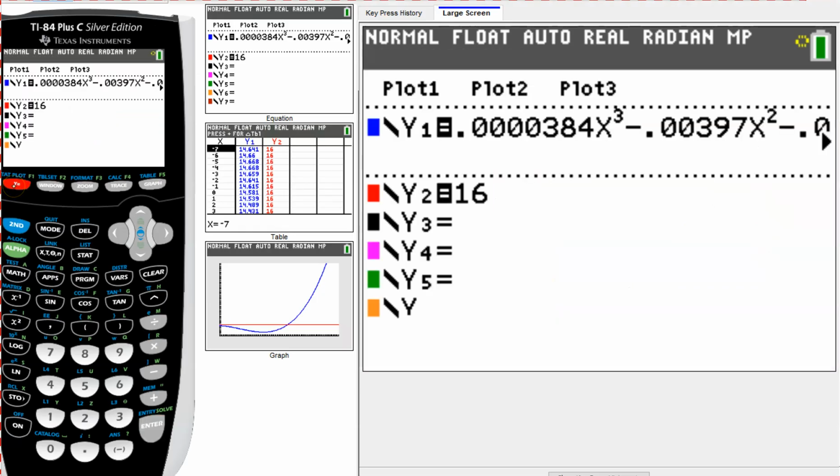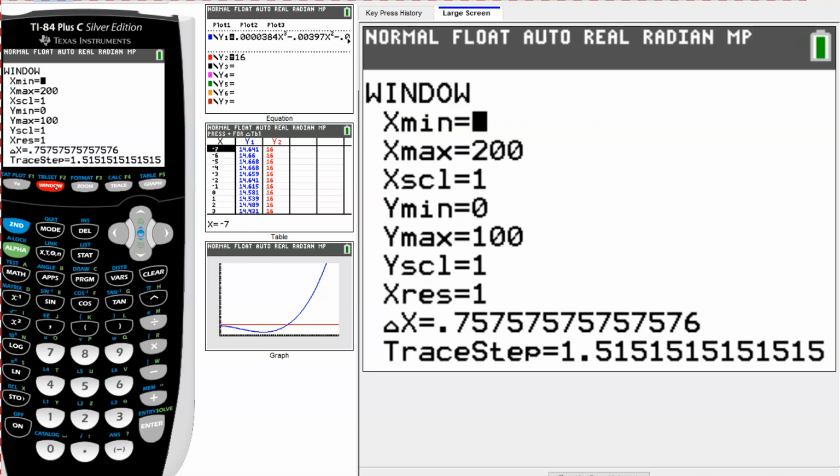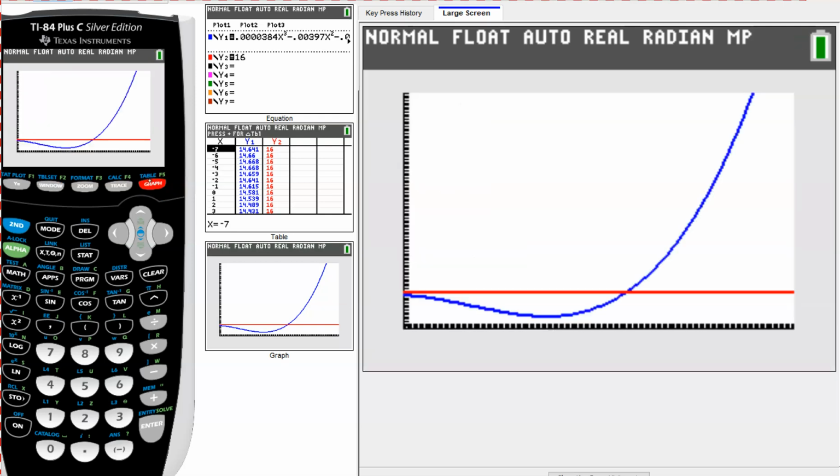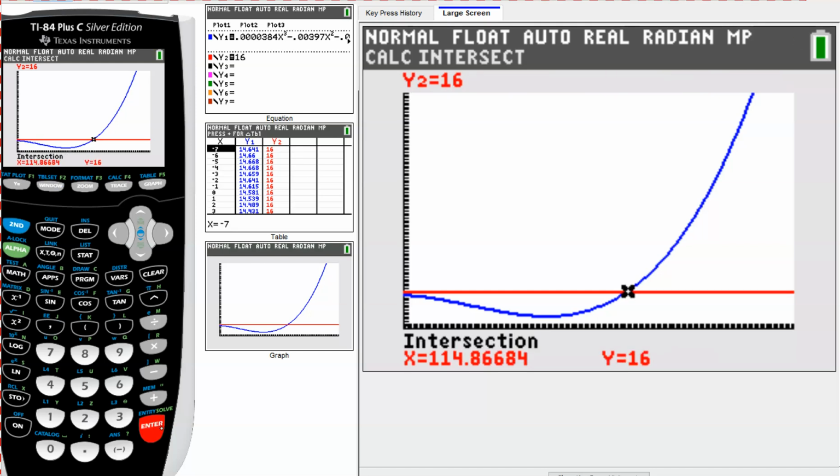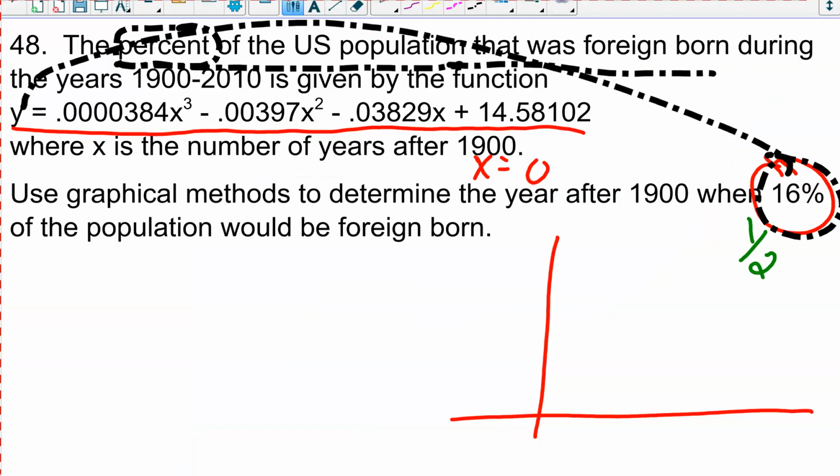So I put mine in my calculator. Here's my Y1, that full equation. Make sure that you put it in there correctly. I even made an error on that one, so be sure it won't come out right if it's not perfect. And then here's my 16%. And then I adjusted my window and I graphed it. Here's what my graph looks like. So I want to know this point right here. So I'm going to calculate the intersection. And I'm going to get 114.866.